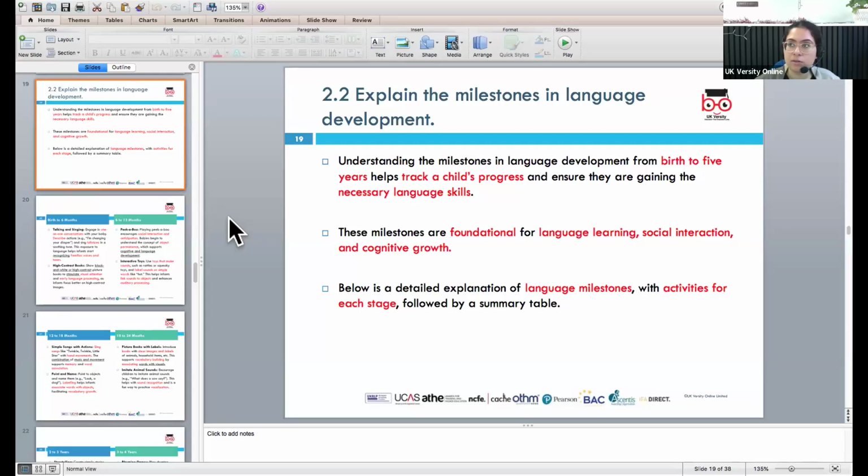If a child isn't reaching these developmental milestones, that's when we know there's an issue. So below is a detailed explanation of language milestones with activities for each stage, followed by a summary table that we'll do in the end.